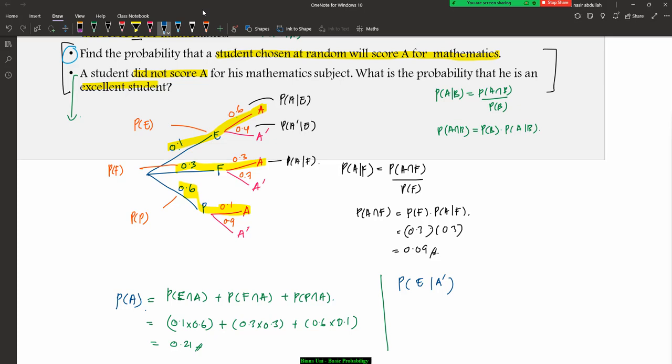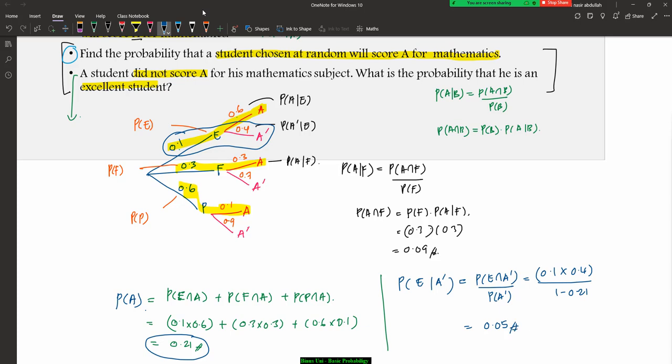If you look at the tree diagram, there is no probability of E given A complement, so we need to work backward. So this should be probability of E intersect A complement divided by probability of A complement. The probability of E intersect A complement is this one: 0.1 multiplied with 0.4, divided by the A complement. The probability of A complement is 1 minus 0.21. So this should be 0.05.